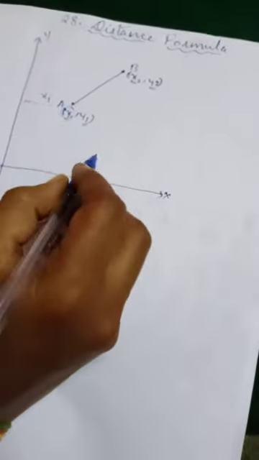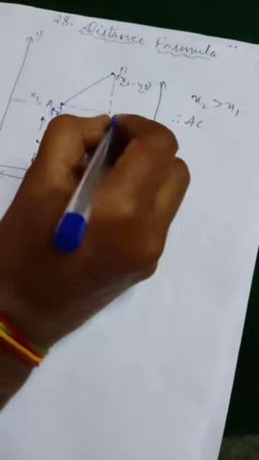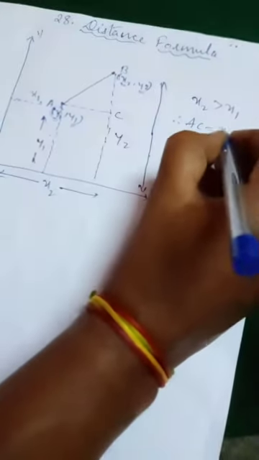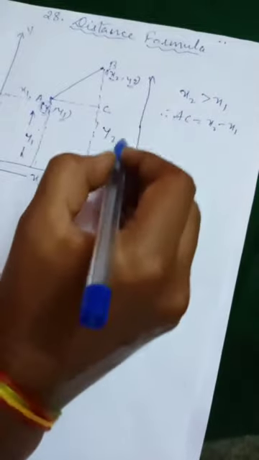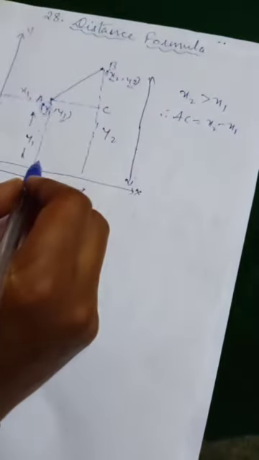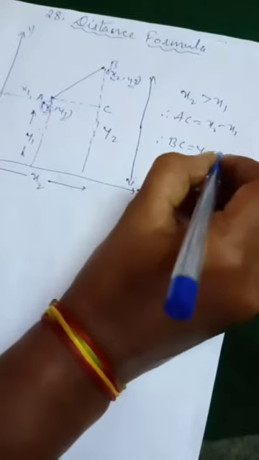Now this is y2 and this is x2 here. This is x1, this is y1, and the whole thing is y2, y1, x1, x2. Since x2 is greater than x1, the length of AC, where I'll write this as C, will be x2 minus x1. Similarly, y2 is greater than y1, therefore BC is equal to y2 minus y1.